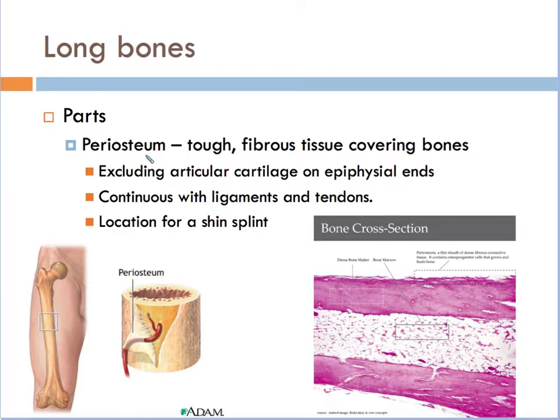Surrounding your bones, we have what's called a periosteum. Peri means around, and osteum refers to bone. So this is your covering that goes around your bone. This is found around the entire long bone, excluding the articular cartilage on the epiphyseal end. So the articular cartilage here and here is an extension. It's not your periosteum. It doesn't include that. It runs in line and continues to ligaments and tendons. This is how we get shin splints as part of this periosteum. So you're seeing here it gets pulled off. That's where you get shin splints.